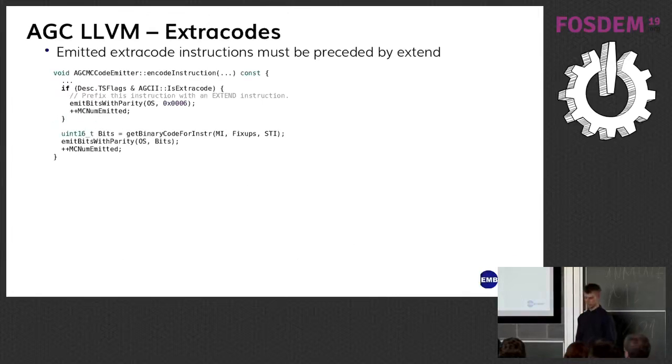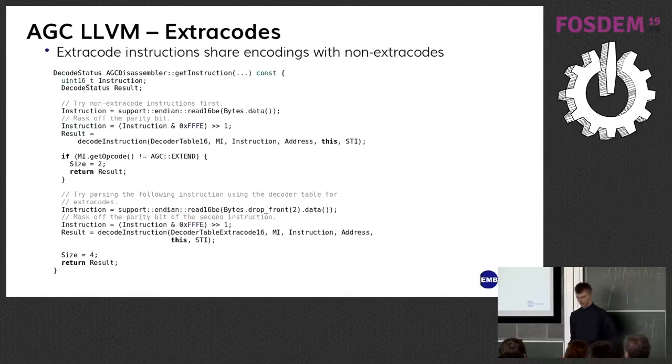To emit an extra code instruction, the solution was simply to emit the raw bytes of extend followed by the bytes of the instruction. Decoding an extra code instruction required testing if the decoded instruction was an extend. Then if so, taking the next instruction and decoding it using a separate extra code decoding table. Also notice masking the parity bit before decoding instructions.